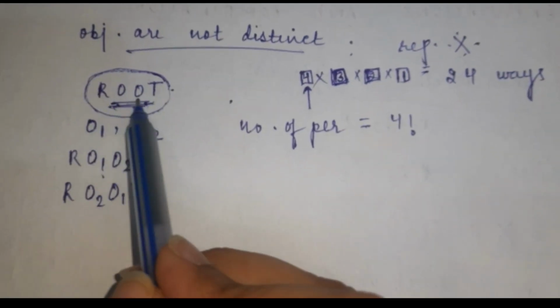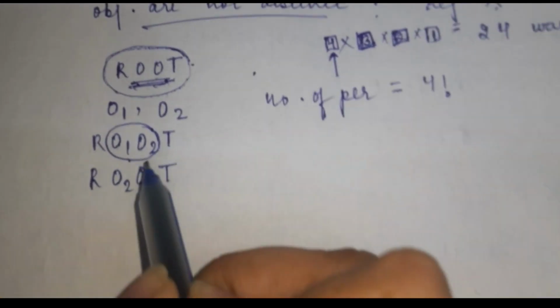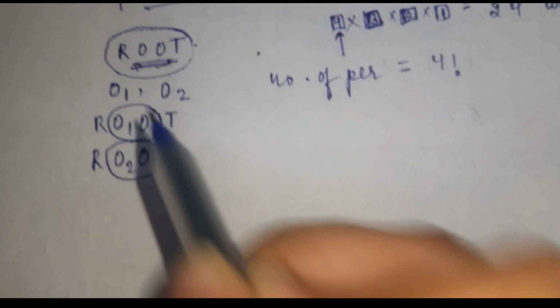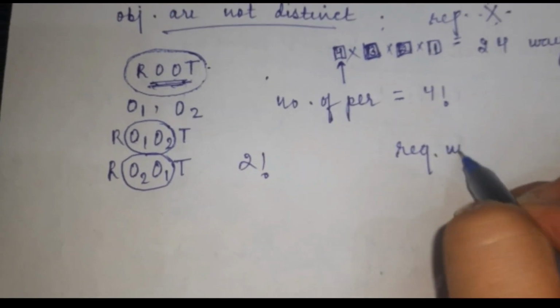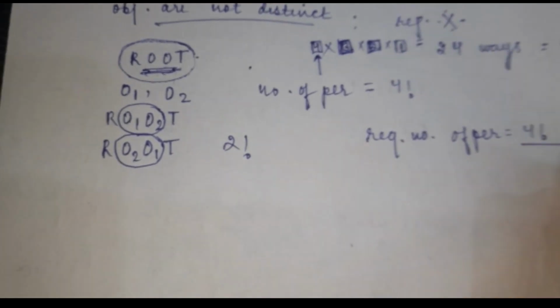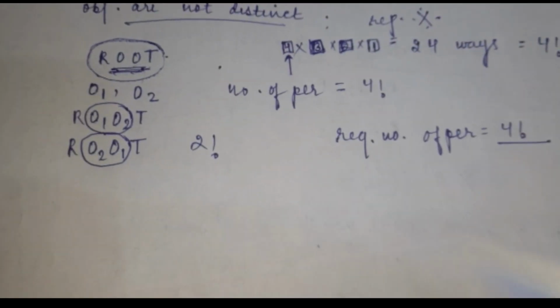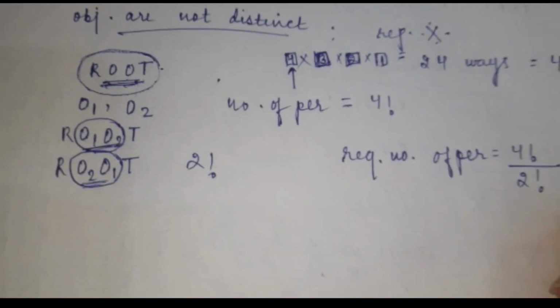Now here our O is repeating. So the total number of ways in which these 2 O's can be arranged is 2 factorial. So the required number of permutations in this case is total number of permutations divided by the number of ways in which the same alphabet can be repeated, that is 2 factorial.